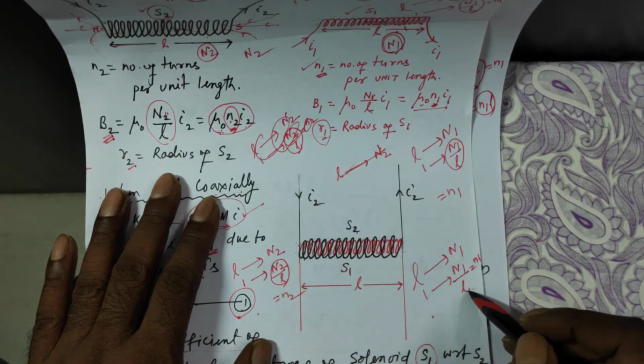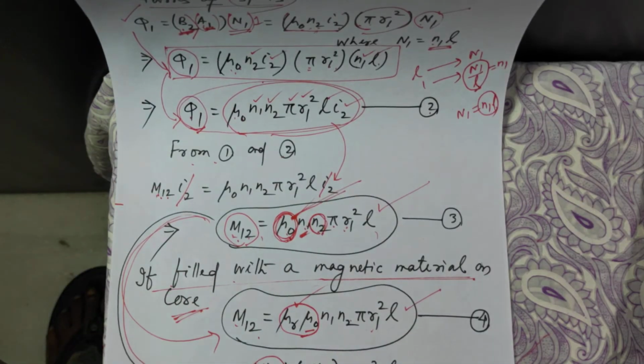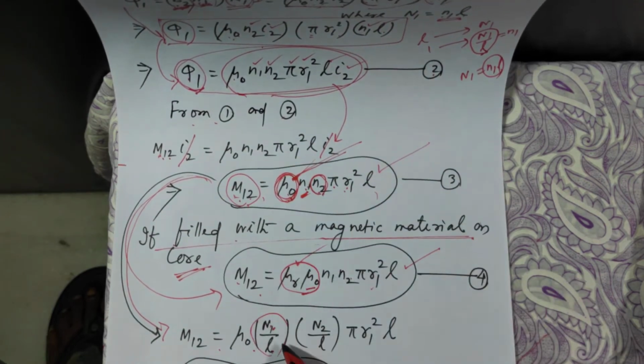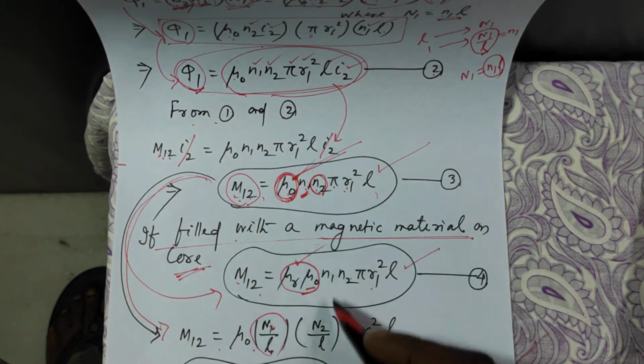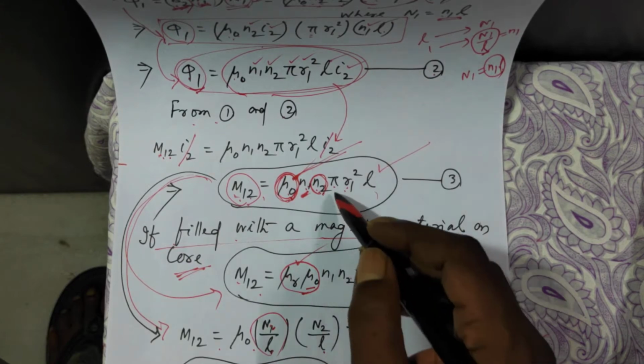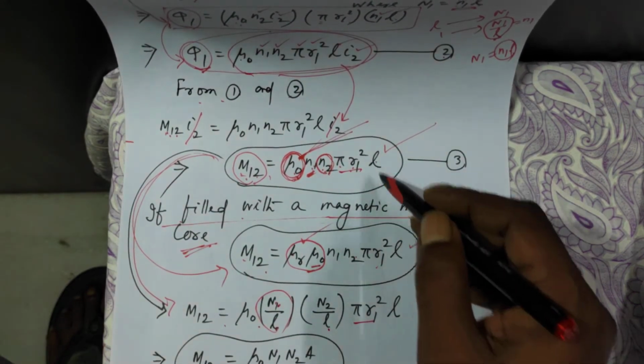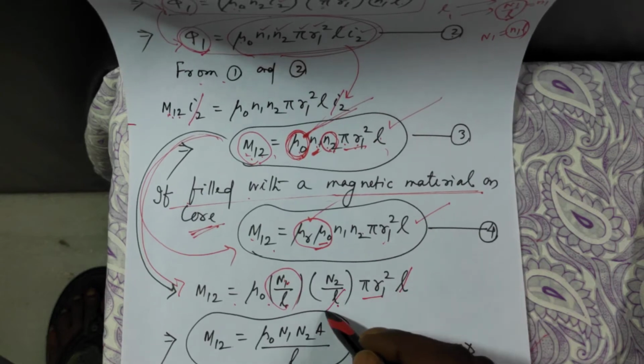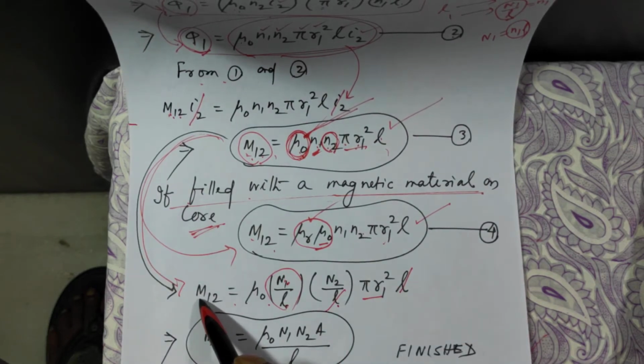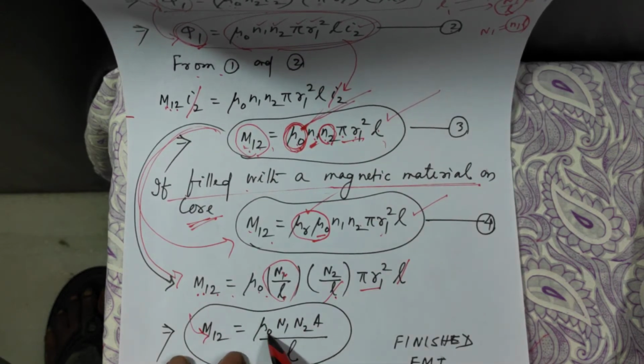So these two we have to remember, have to be clear about. So n1 is replaced by capital N1 over L, n2 is replaced by capital N2 over L, pi R1 square, L, L. So one L cancels, so we are left with mutual inductance of S1 with respect to S2 is equal to mu naught N1 N2. This is nothing but the area divided by L because one L cancels, right?